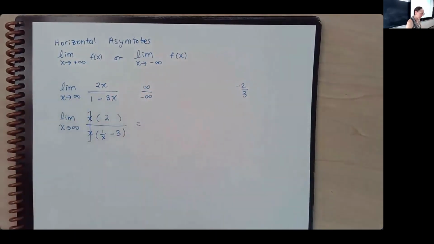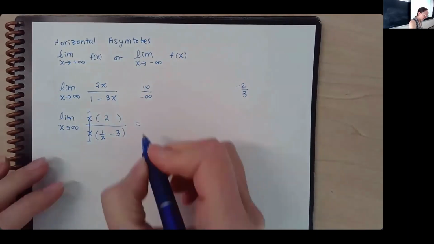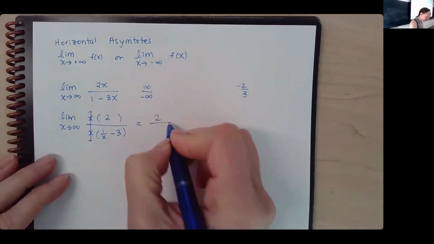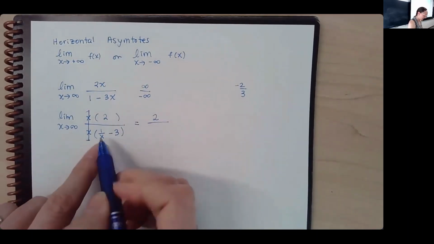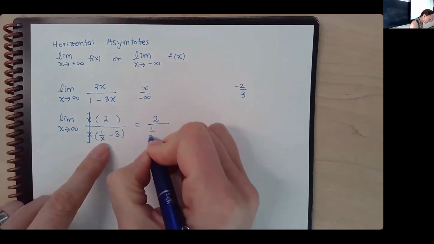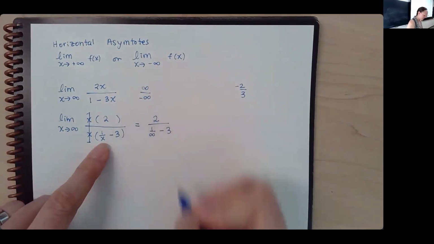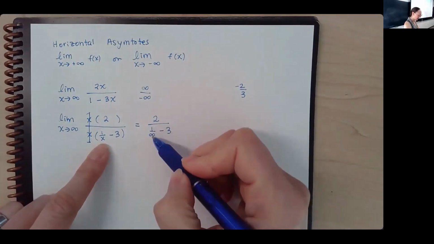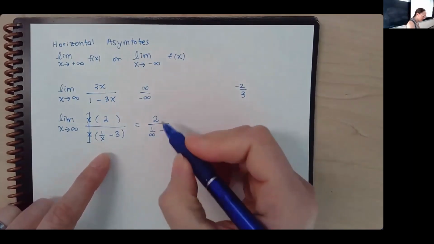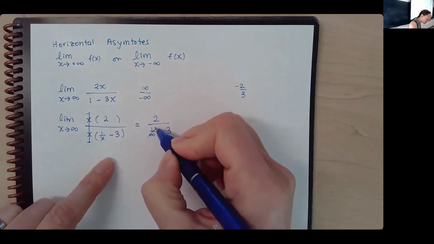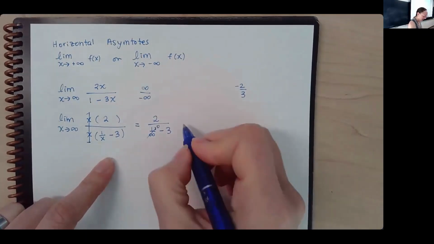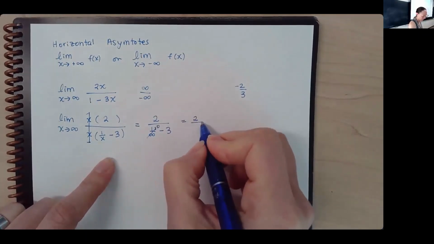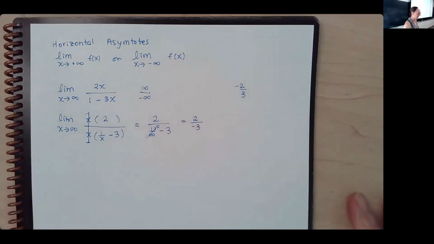And when I go to think about this limit, I've got 2 divided by, again, an infinity over here, so 1 over infinity minus 3. And we already decided that a number divided by infinity was headed to 0. And my final answer is 2 over -3.